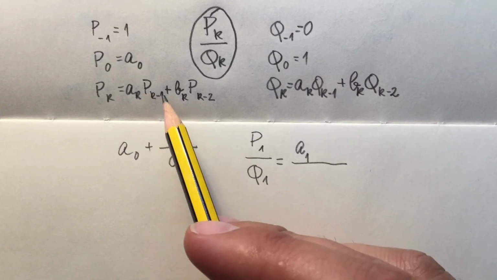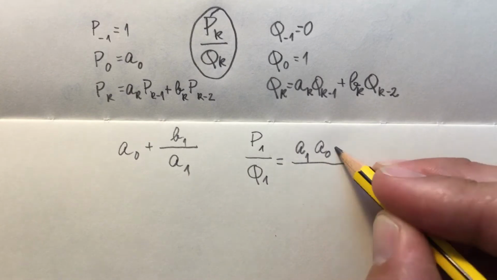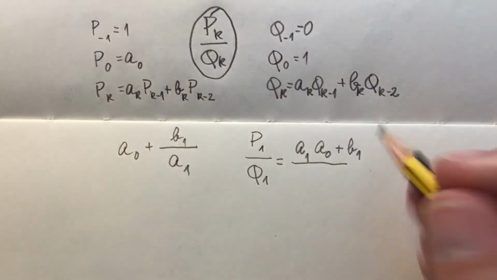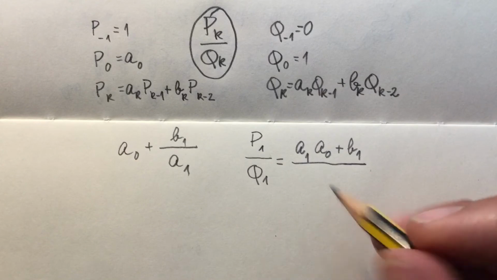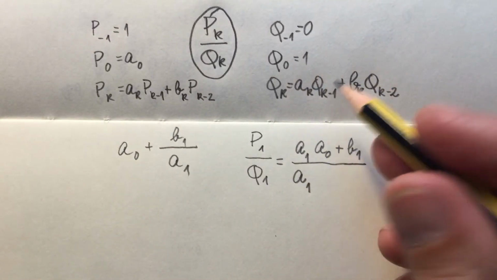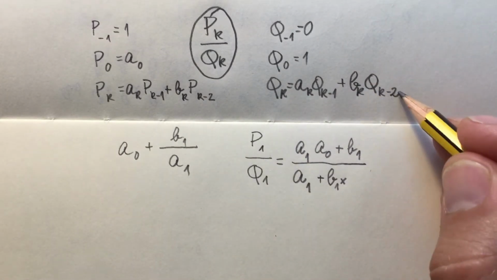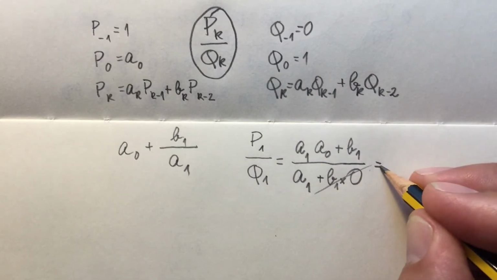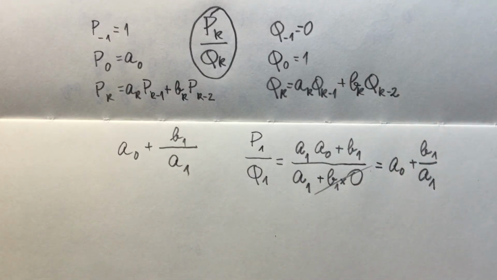Here we have P of 0, which is a 0. Here we have P of minus 1, which is 1. So it's just B1 here. Now we divide by, this is Q0, that's 1, so it's quite all right like this. Q of minus 1 is 0, so this term is actually not there. We will be left with, which is exactly what we wanted.